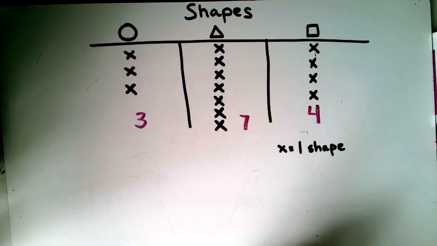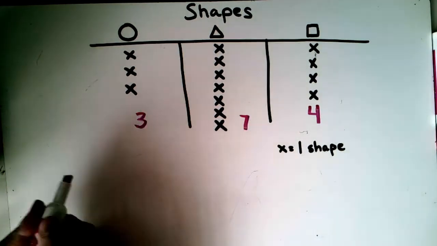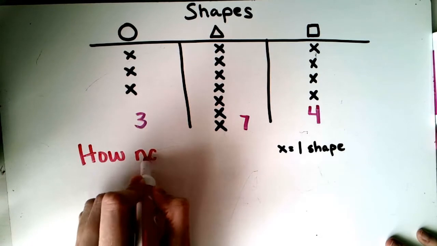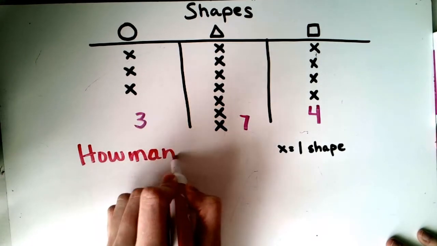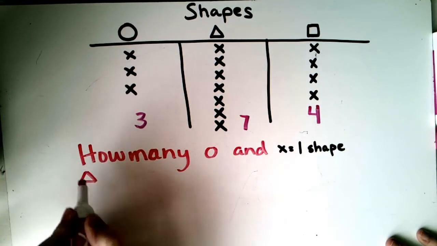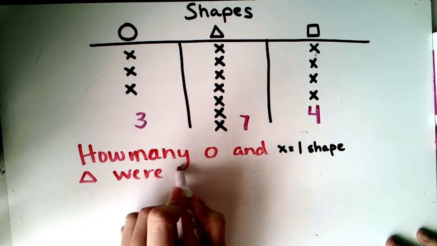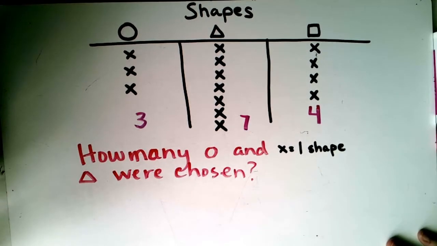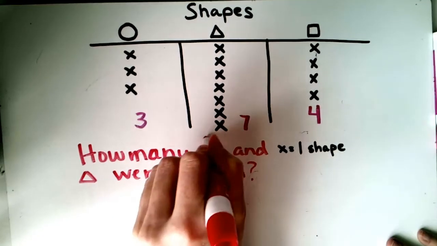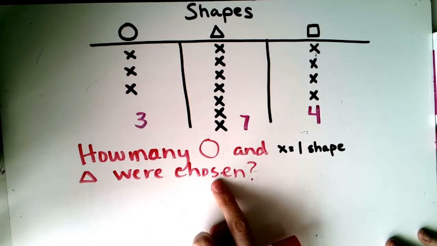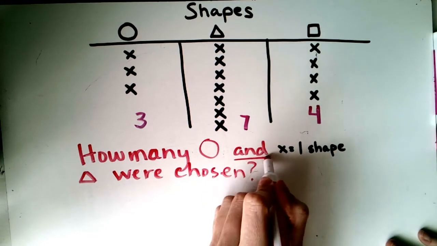Okay. What if I were to ask you, how many circles and triangles were chosen? I want to write this question so that you can see it. Okay, you do not have to write it. How many circles and triangles were chosen? Because there's a super important keyword here. How many, I'm going to make this look like a bigger circle so it doesn't look so much like an O. How many circles and triangles were chosen? Now here's our fancy word we want to pay attention to. And.